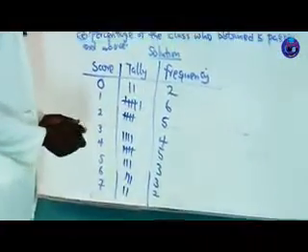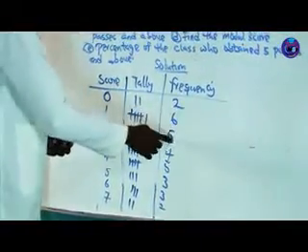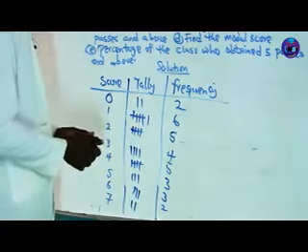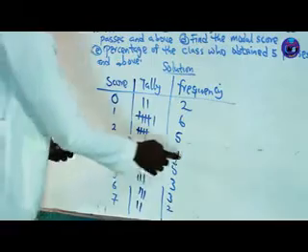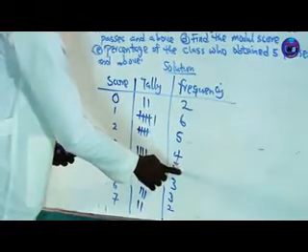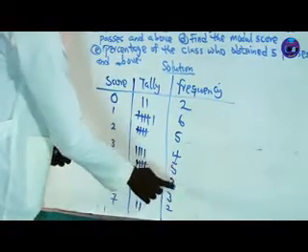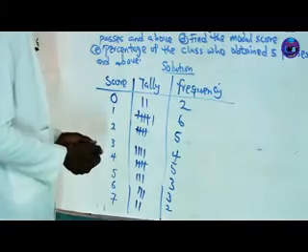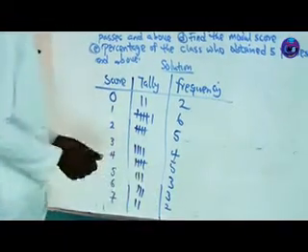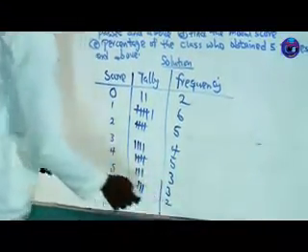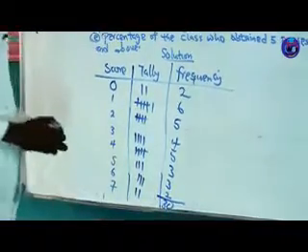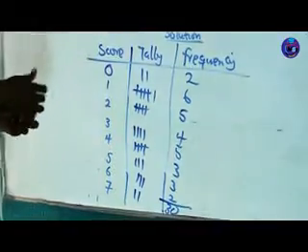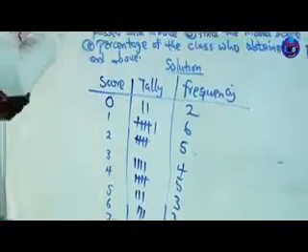2 plus 6 will give us 8. 8 plus 5 will give us 13. 13 plus 4 will give us 17. 17 plus 5 will give us 22. 22 plus 3 will give us 25. 25 plus 3 will give us 28. And 28 plus 2 will give us 30. So we are going to have 30 here. Now, we are through with A.